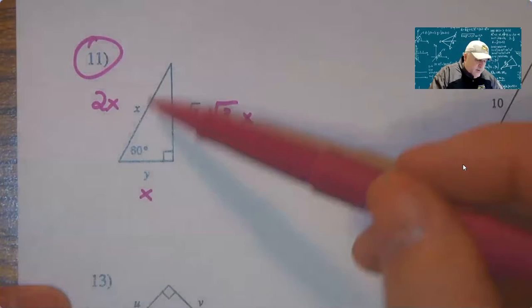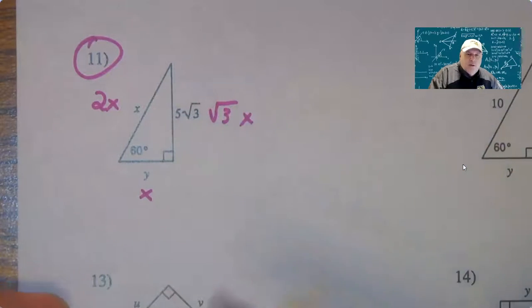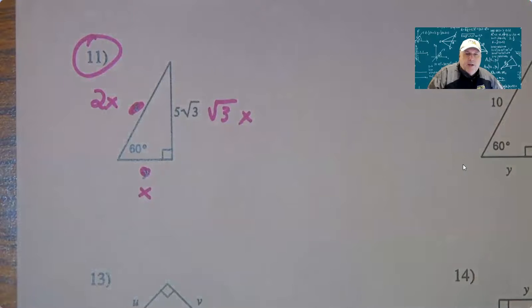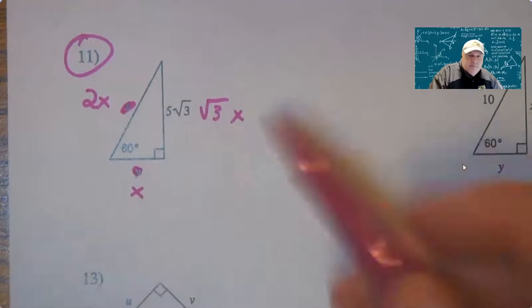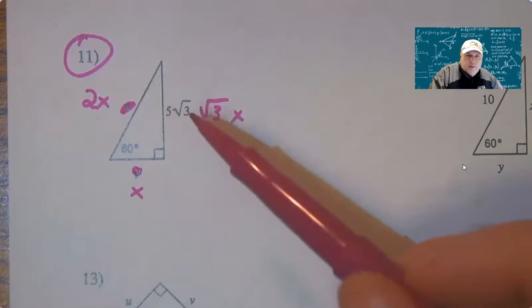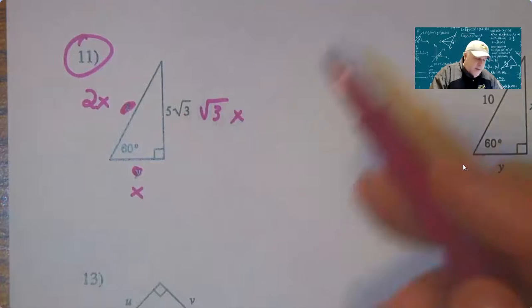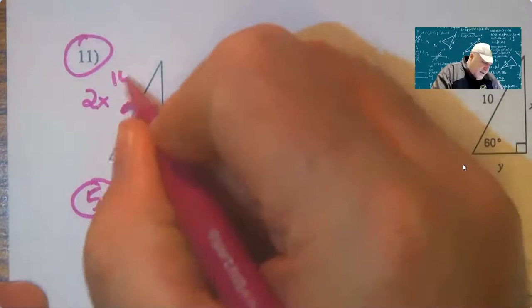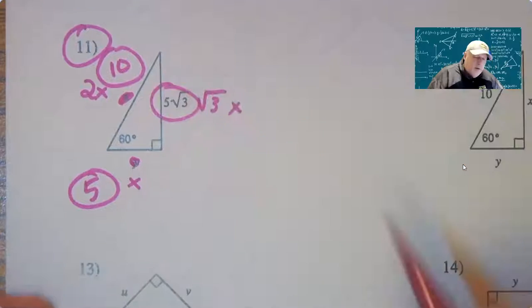So here, your 2X is your hypotenuse. You ignore all the other labels. You ignore this. And you only pay attention to your labels that you put around this and the given numeric value. So X is 5. That means this is 5 and this is 10. And then that's 5 times the square root of 3.